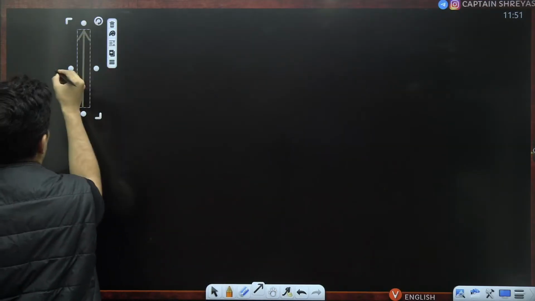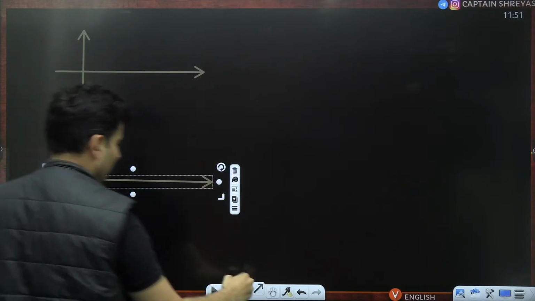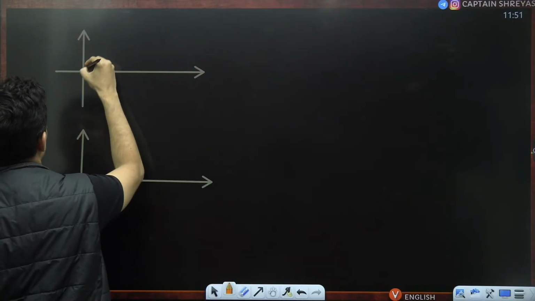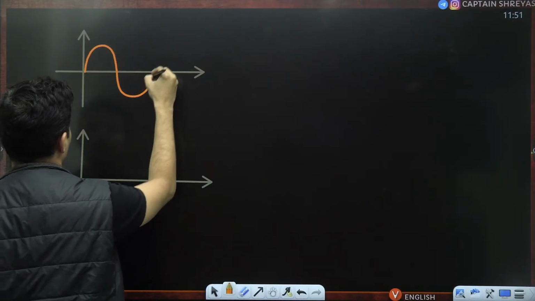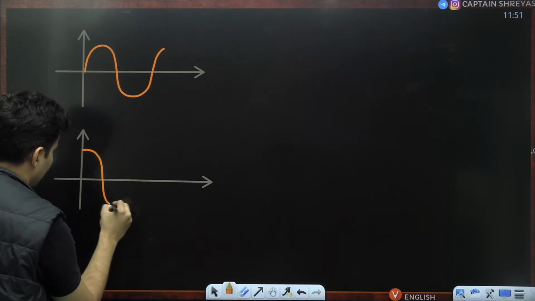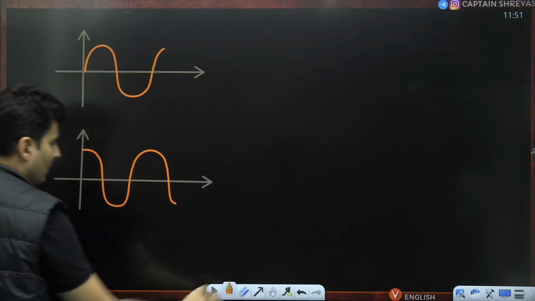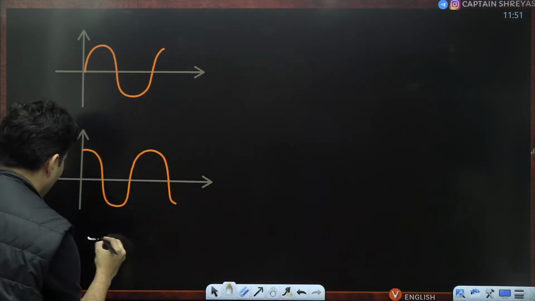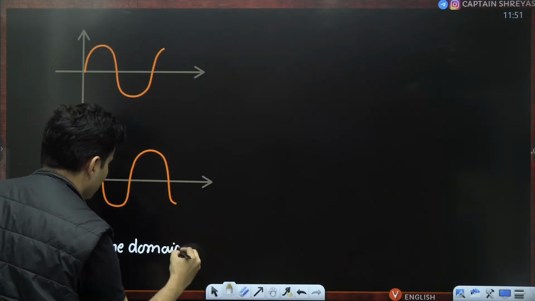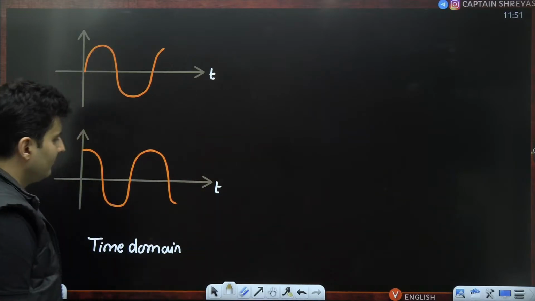If this graph goes like this, sometimes the graph might go like this. This is like the cos graph, this is like the sine graph. All these graphs are in the time domain, because the horizontal axis is the time.